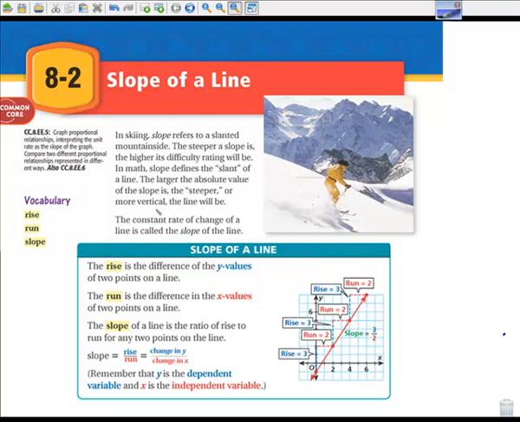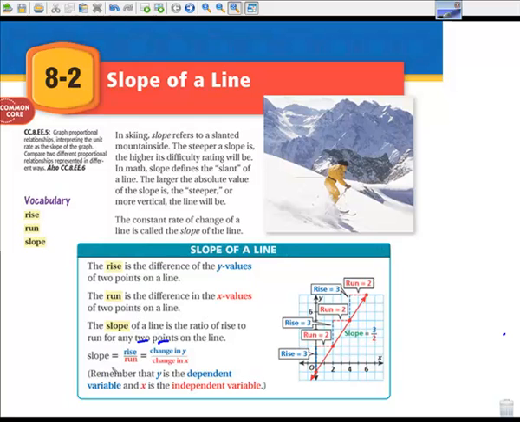And we call the constant rate of change of a line the slope. So here you can go ahead and fill this in. The rise is the difference of the y values. The run is the difference in the x values, and these are between 2 points on a line. And then we call the slope the ratio, so it's going to be a fraction, of the rise to the run for any 2 points on a line.